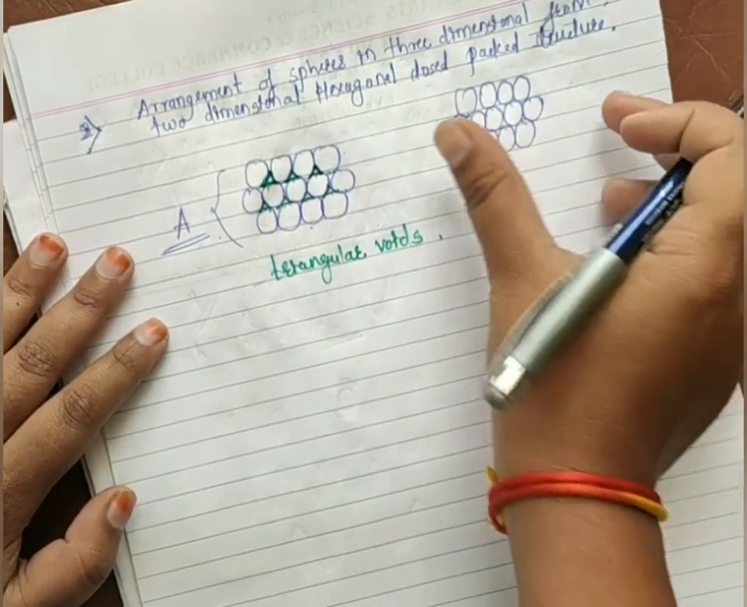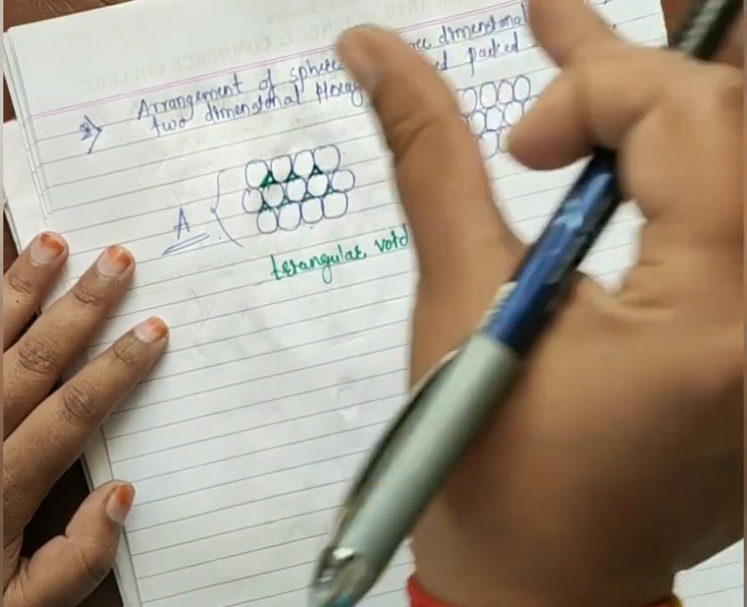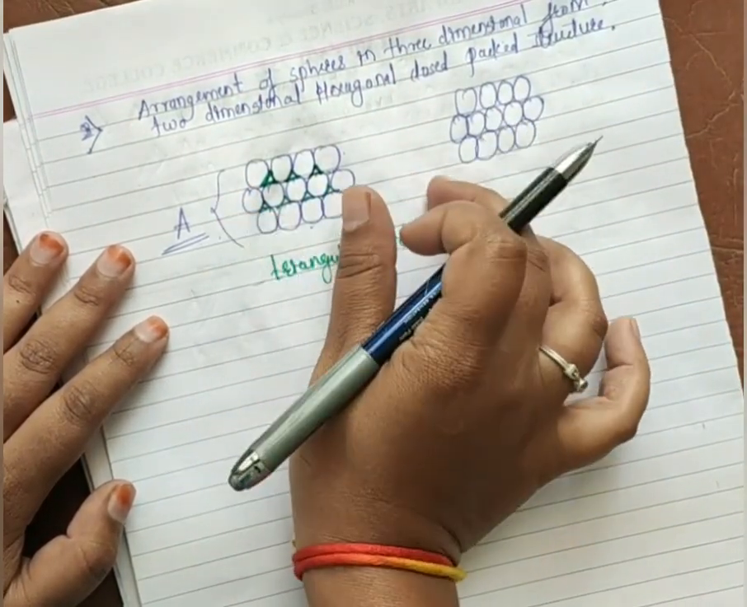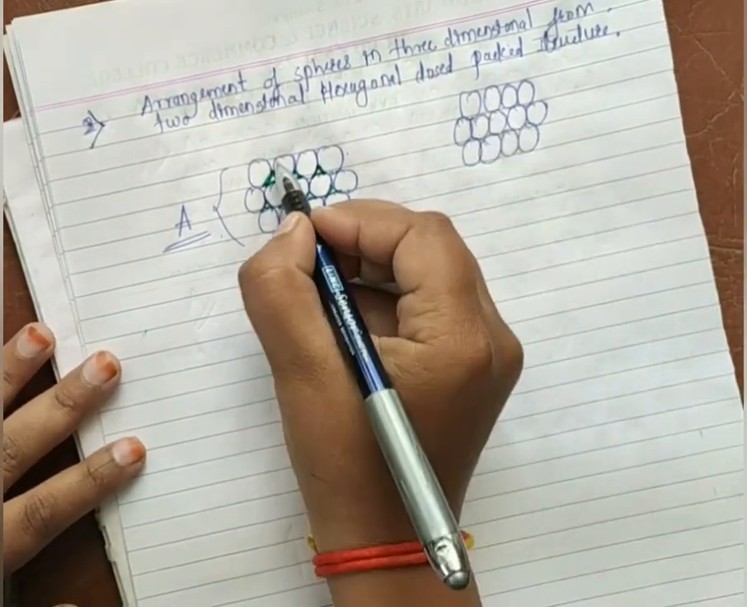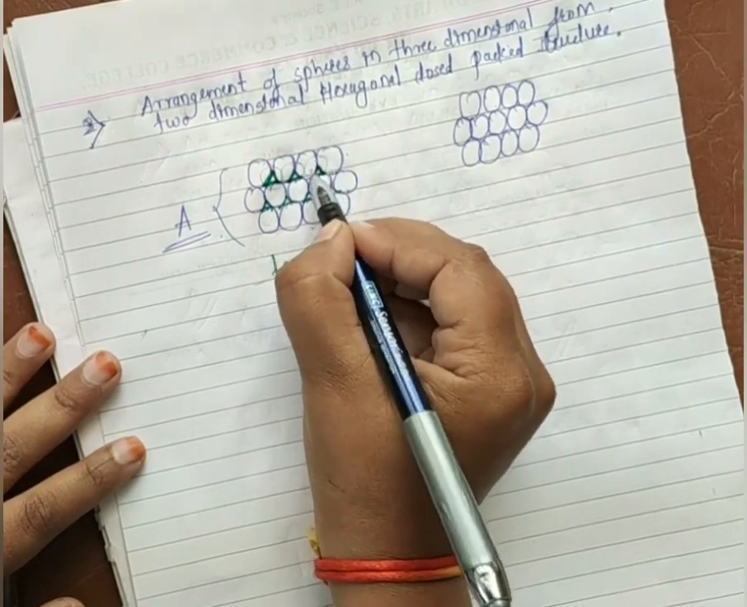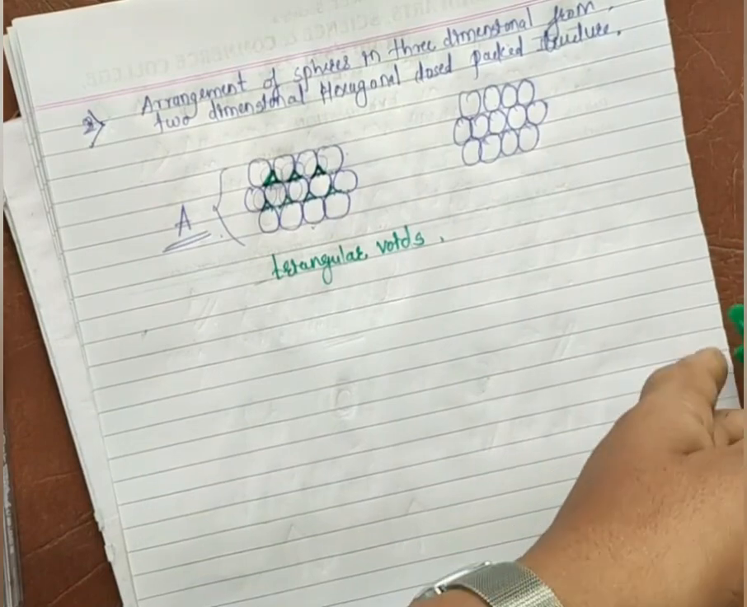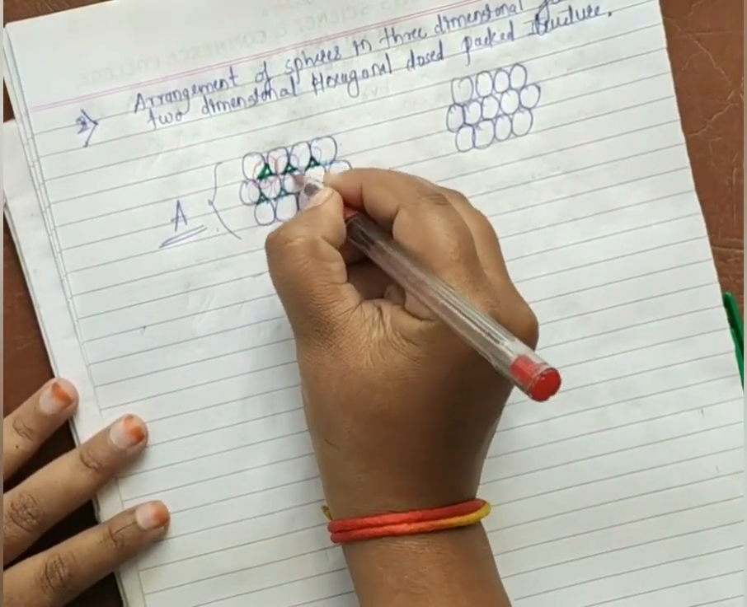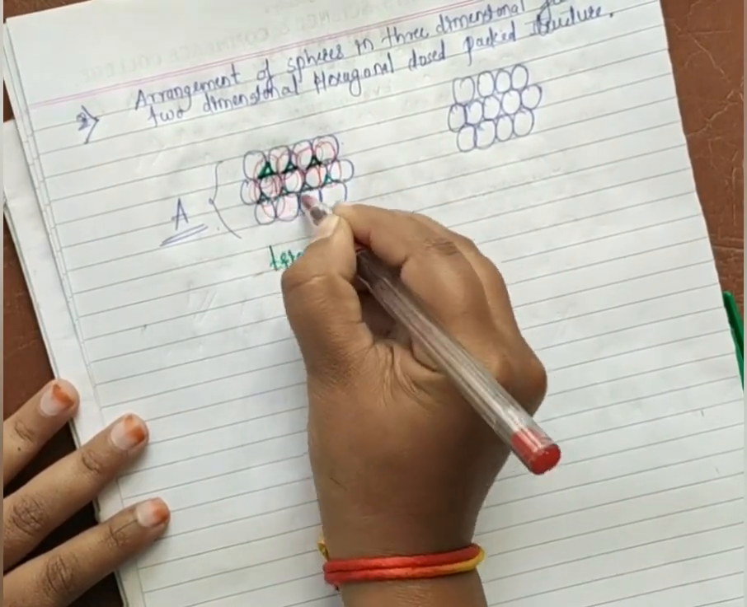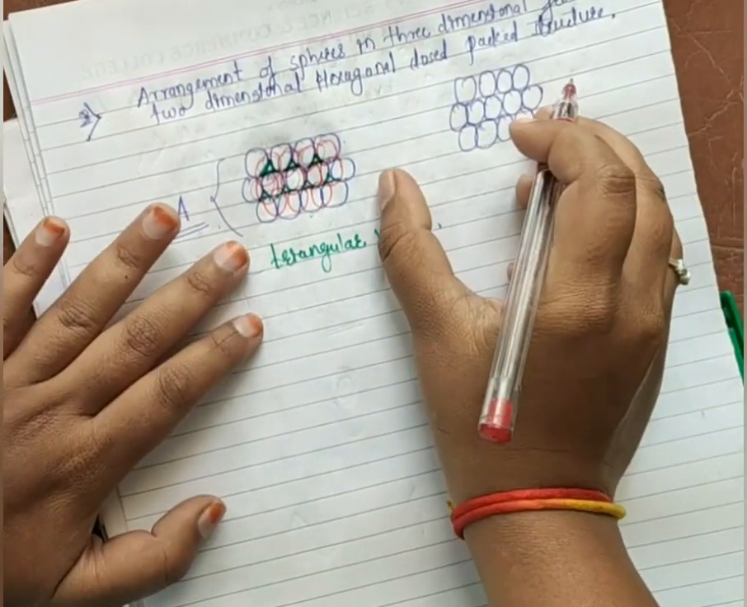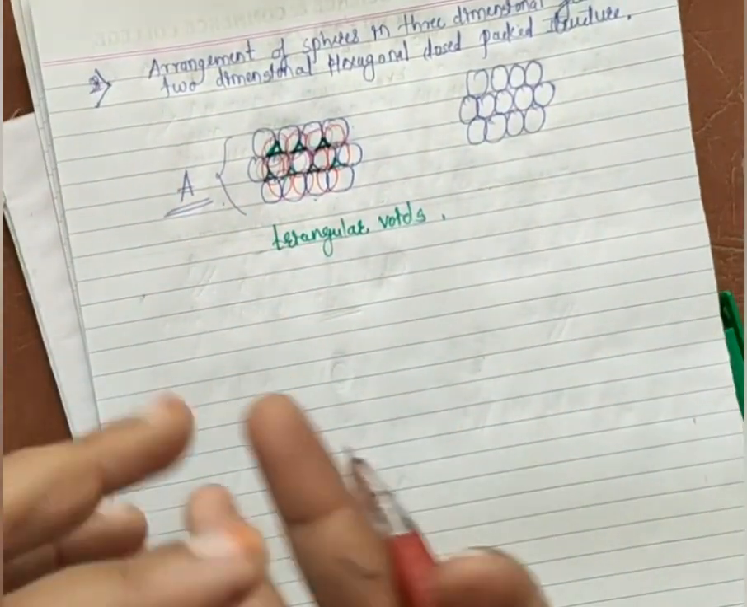After that, if I take the second layer and place it above the first layer in a staggered manner, the arrangement will be different. Staggered manner means this atom will be present here in the middle. Like this, the atoms will be present here. I will use a different pen here. Like this atom will be present here. So there is an arrangement of atoms in a staggered manner, and the arrangement will be different.